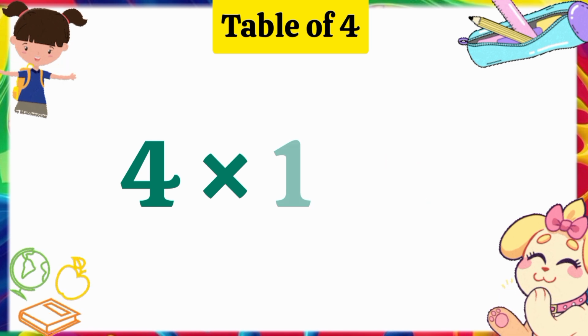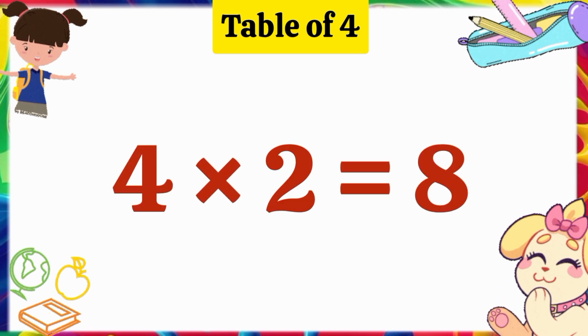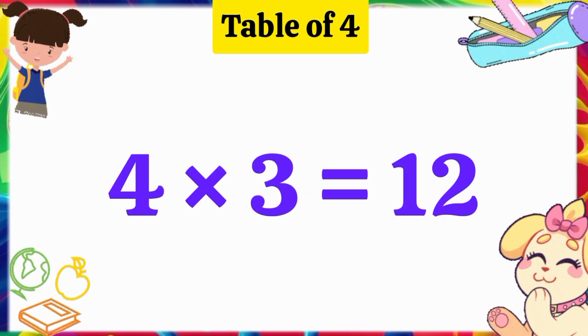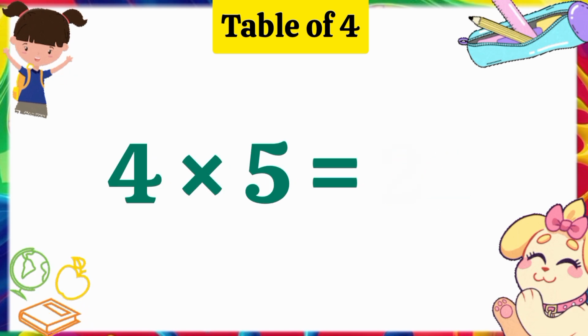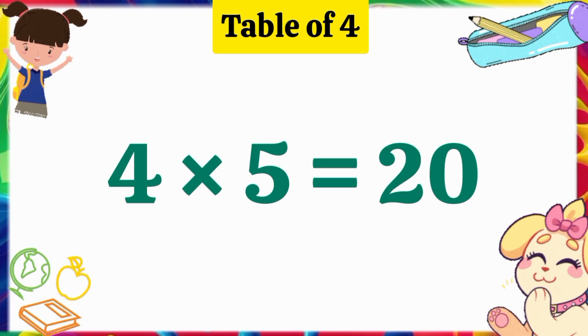4 ones are 4. 4 times 2 equals 8. 4 twos are 8. 4 times 3 equals 12. 4 threes are 12. 4 times 4 equals 16. 4 fours are 16. 4 times 5 equals 20.